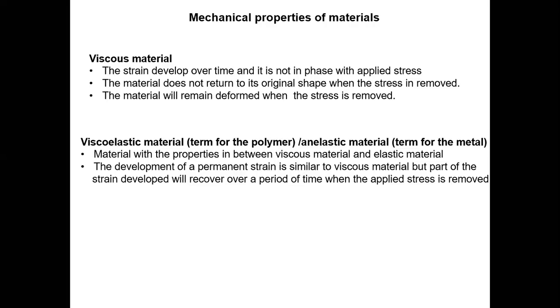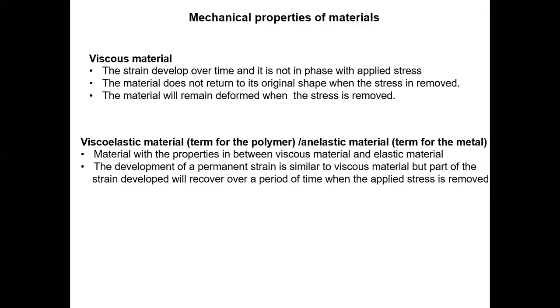Viscoelastic material. What is that? We use the term viscoelastic material for polymers, with the same meaning, but we use the term anelastic material for metals. So viscoelastic means viscous and elastic. Then it may have the properties of both elastic material and viscous material. That's what we call viscoelastic material.